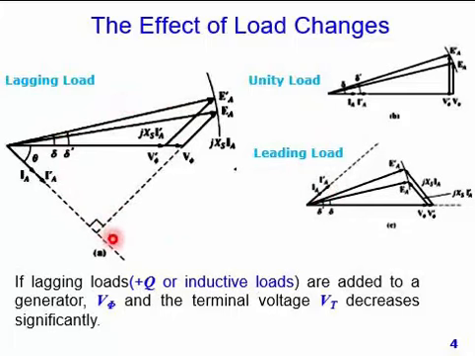First of all, we discuss the lagging load. If lagging loads are added to a generator, V phi and the terminal voltage Vt decrease significantly. So here is V phi. If the load is increased while keeping this condition of lagging load, then the new value of V phi would be decreased. Although it is in line with V phi, V phi bar is slightly decreased. Similarly, the current IA would be slightly increased, and it would also have the same angle with V phi and also be in line with IA. So IA bar is also in line with IA.